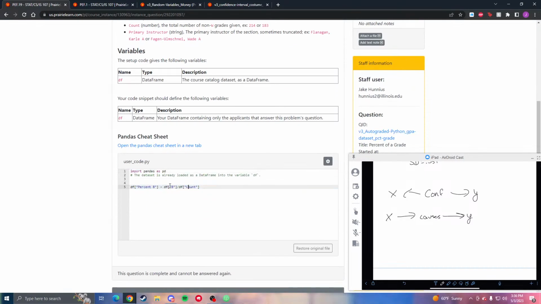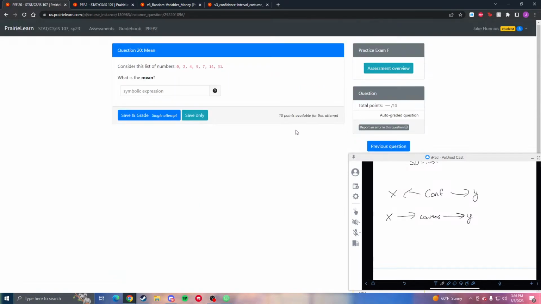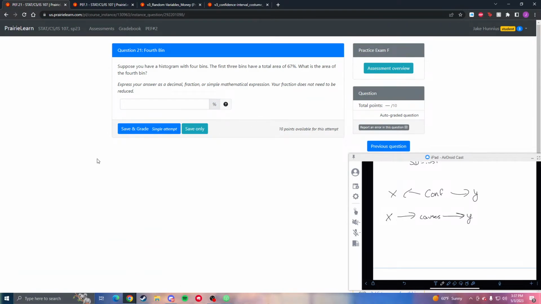This one we've done already. You just take the df at b's, divide by the df at count. The mean of this one is 0 plus 2 plus 4 plus 5 plus, and then you divide it by 1, 2, 3, 4, 5, 6, 7. There's how you do your mean.